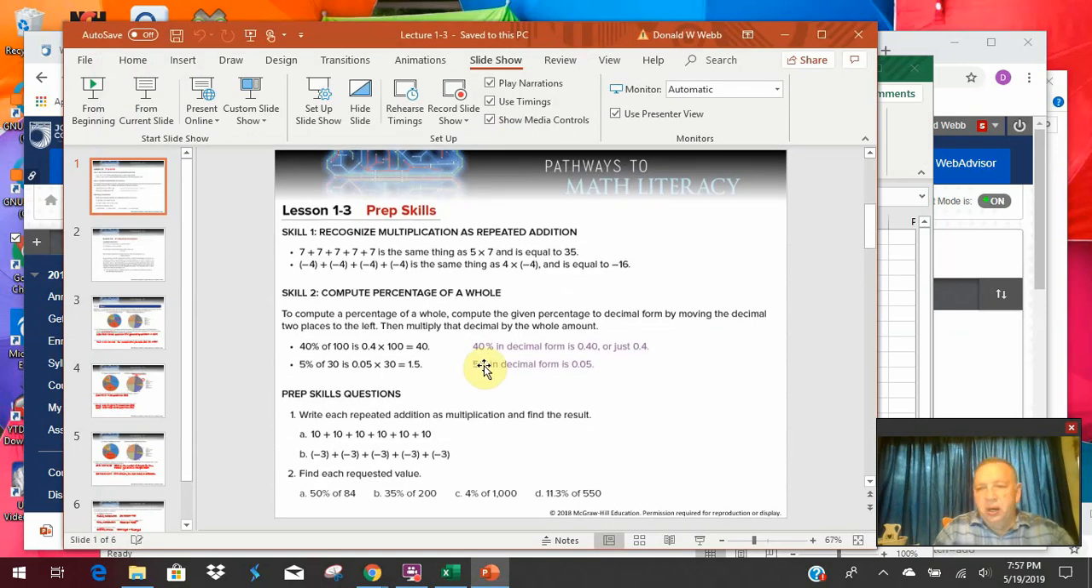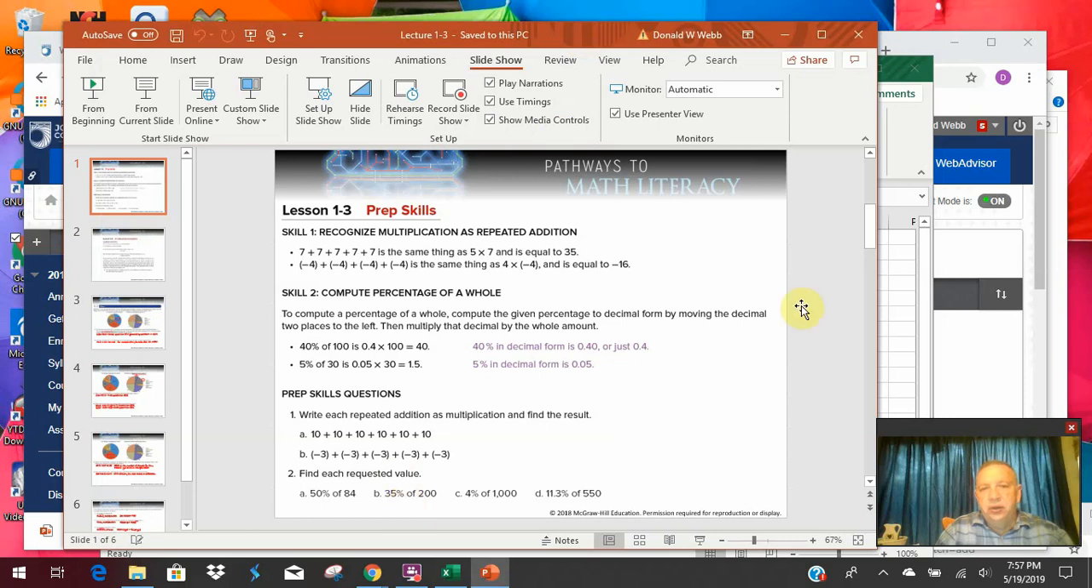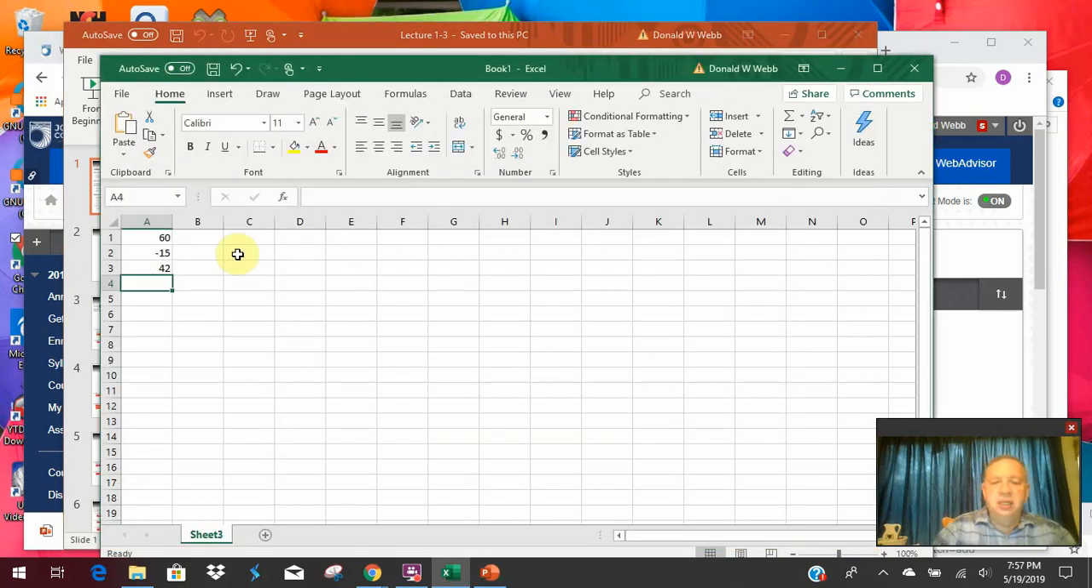Finally, we're going to do our percentages of whole numbers. First, I'm going to do 50% of 84 equals 0.5. That's our 50% times our 84. That would be 42. Then 35% of 200. The 0.35 is our decimal of 35% times the 200. So 70 would be 35%.